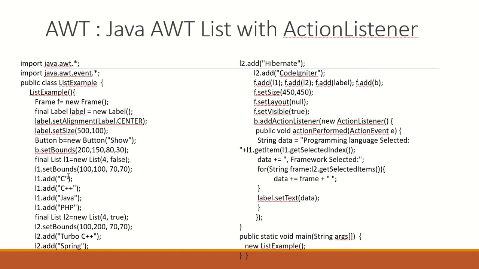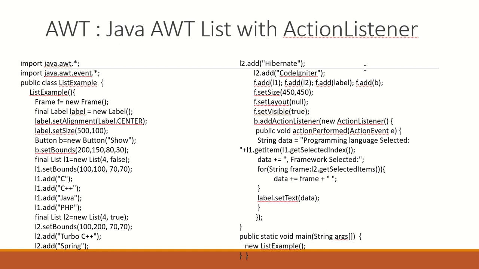Now you are going to add the elements into L1 as well as into L2 after setting their respective boundaries and where to appear. So that is done. Now you have two lists ready, and you have added them into the frame. You have added L1, you have added L2, you have added the label, and you have added the button.